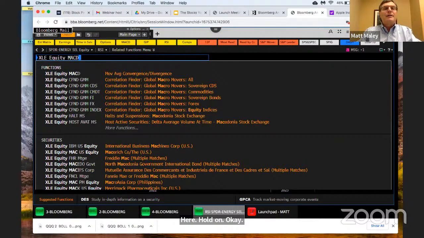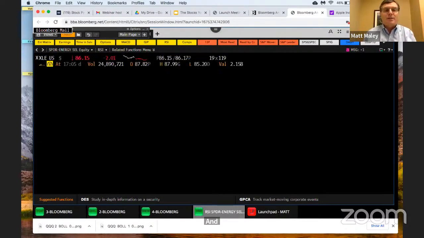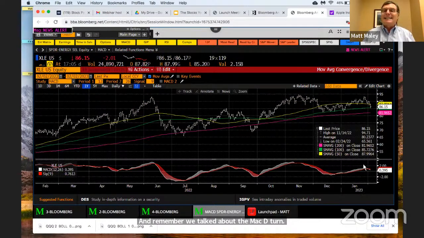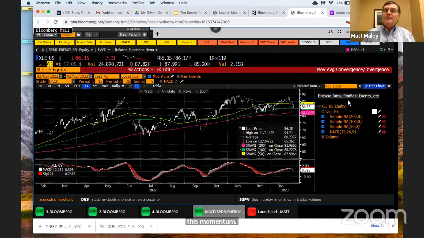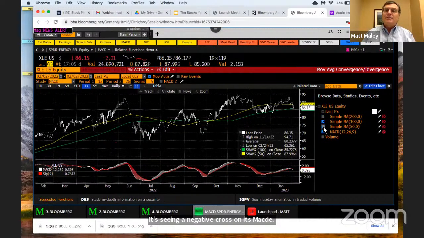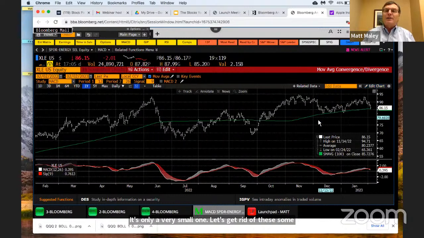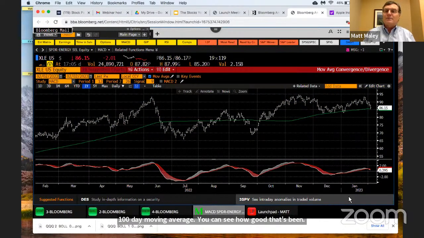And remember, we talked about the MACD chart. Remember, this is momentum. It's seeing a negative cross on its MACD. It's only a very small one. Let's get rid of some of these lines to make it easier to look at. Again, the 100-day moving average. You can see how good that's been recently. But see, it's seeing a negative cross. Let's get rid of that.